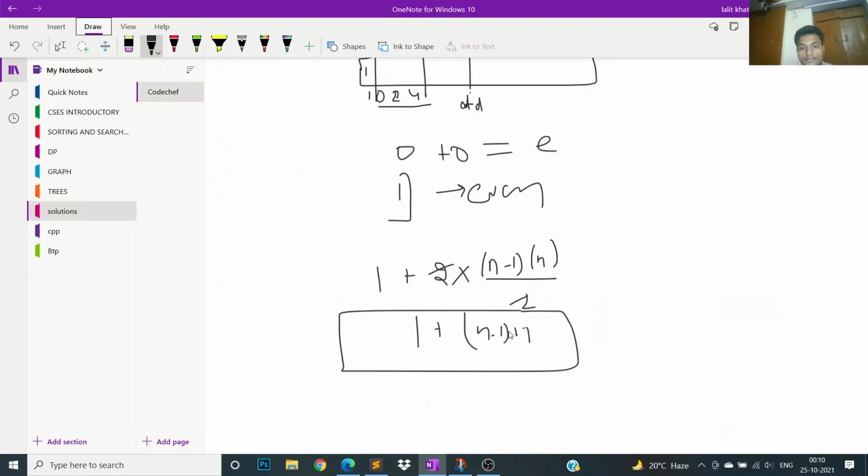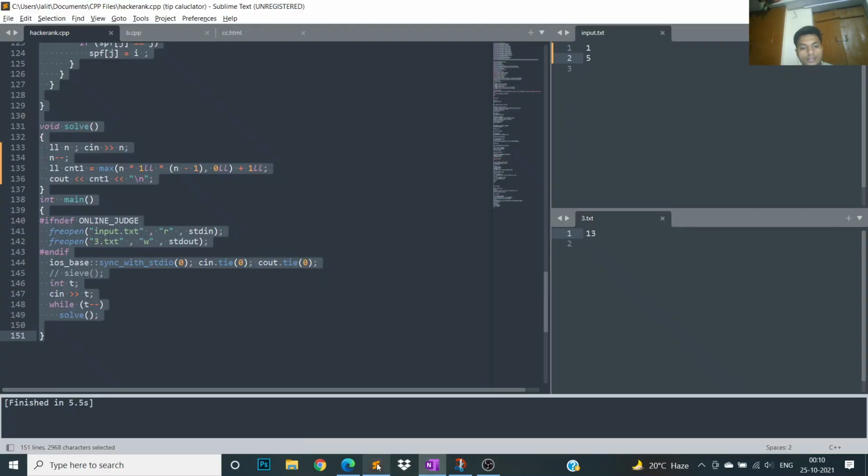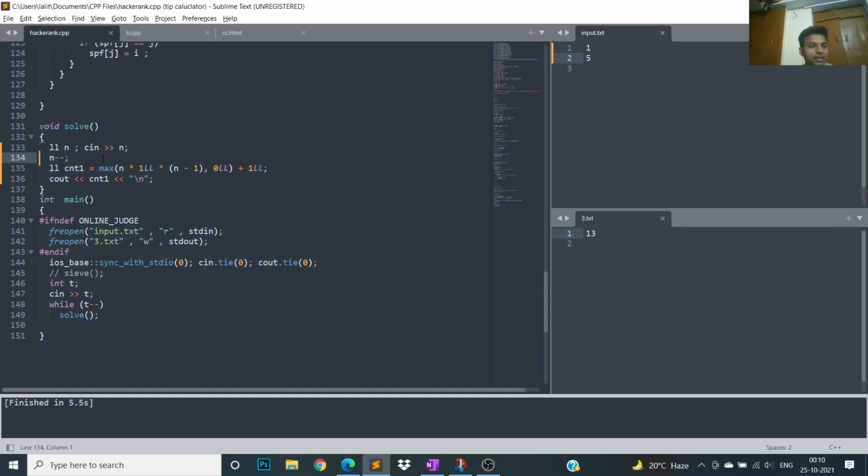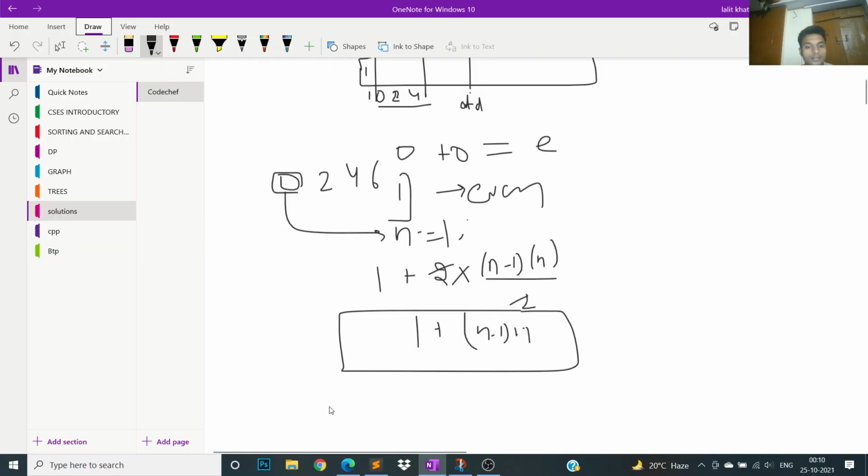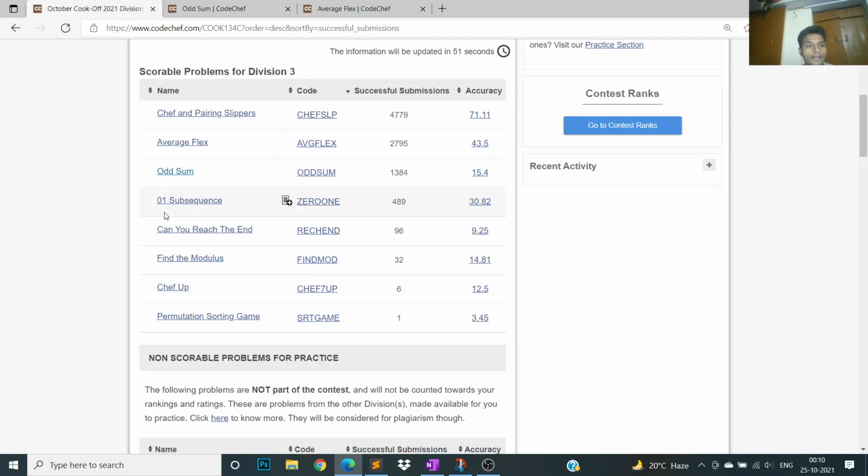Sorry, we have to subtract n minus 1 here, because the first term is 0, then 2, 4, 6. So for i we subtract n minus 1. Okay, yeah, this is okay. Then this is the fourth problem.